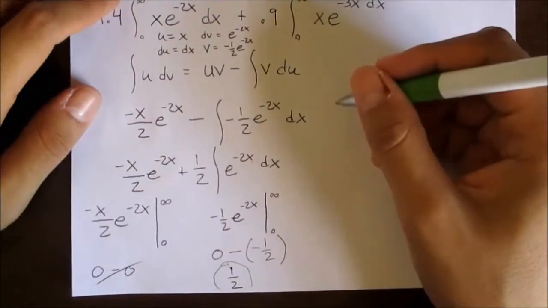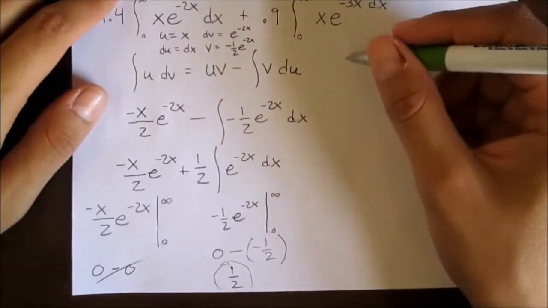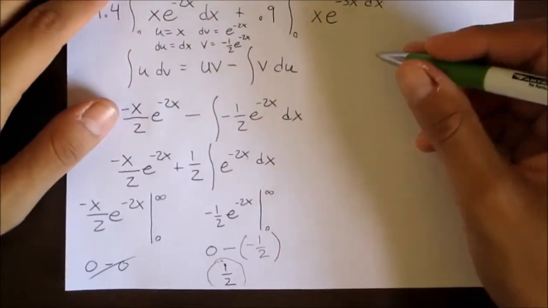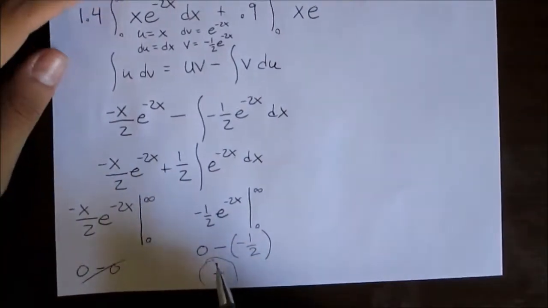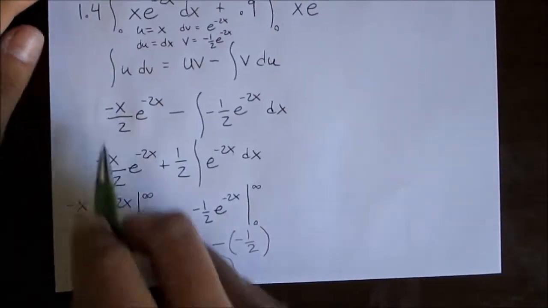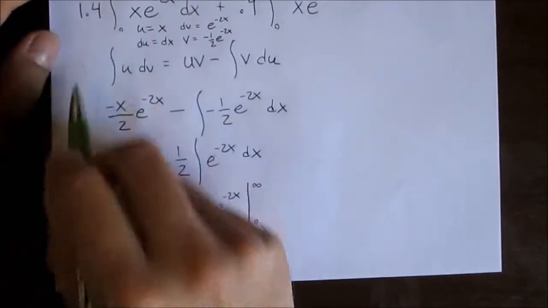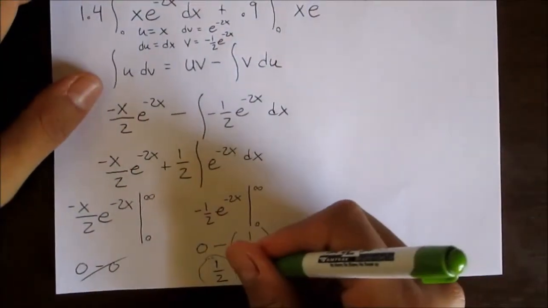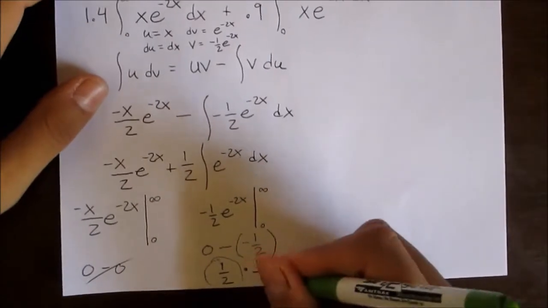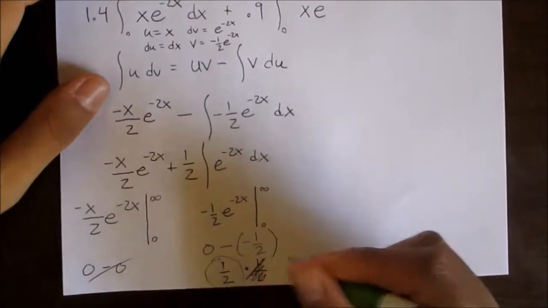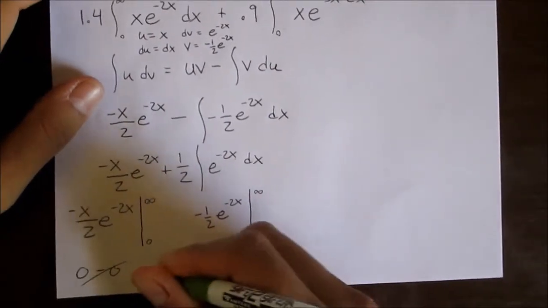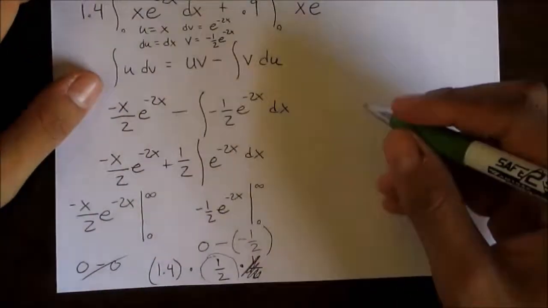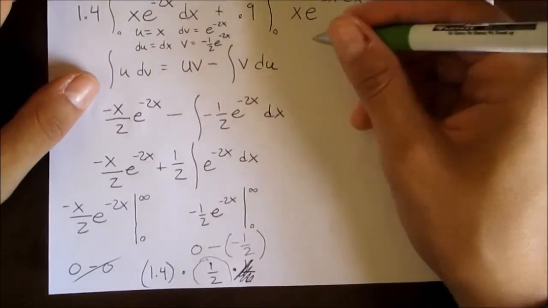Okay, now we need to apply the same principle to this one. So looking at this one then, let's see. Oh, I'm sorry, but remember, and don't forget this either, is that this 1.4 has got to come back down here. So this is actually times not 1/4, but actually times 1.4. Okay, and now back to this.